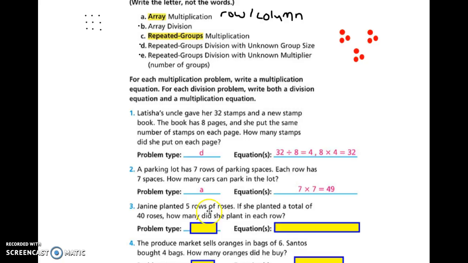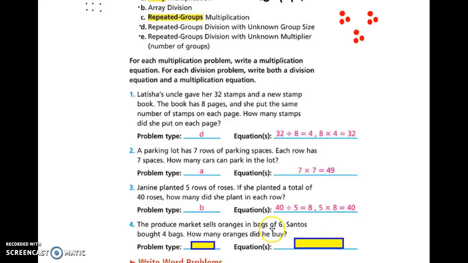All right, well, I can tell that it's a division problem because I know my total number of roses is 40, and I know she planted 5 rows, but I don't know how many are in each one. And I also know it's an array problem because it's talking about rows. Okay, remember we talked about when it says rows, it's going to be one of the arrays. So in this one, it's going to be B, array division. And my division equation is going to be 40 divided by 5 equals 8. In my multiplication, I would just kind of reverse these. I'd say 5 times 8 equals 40.